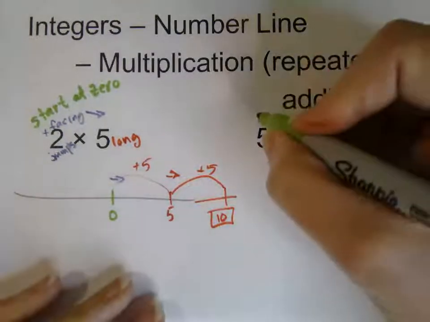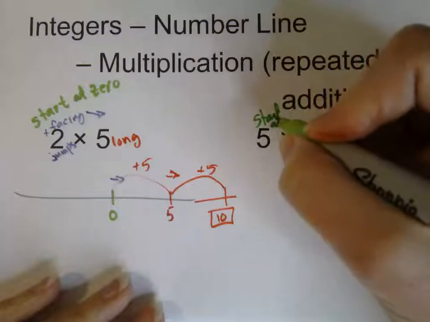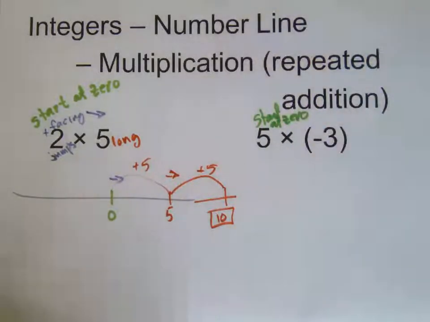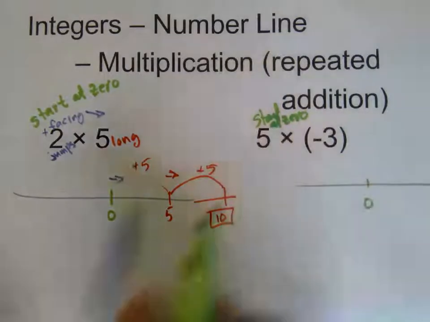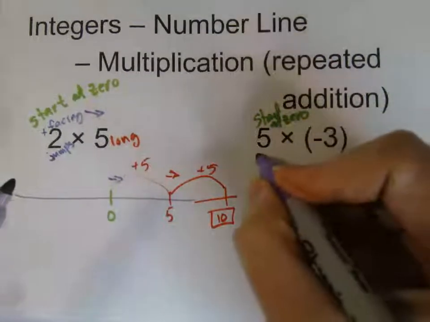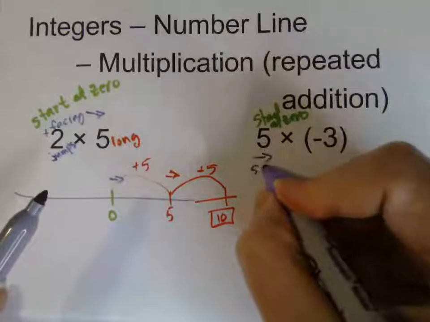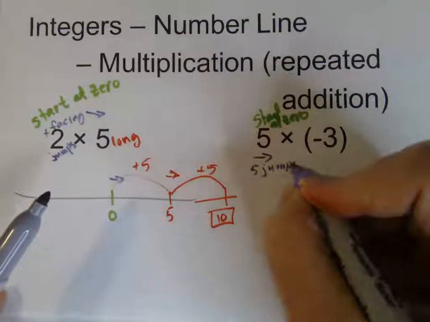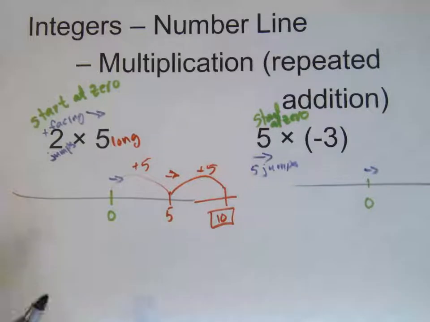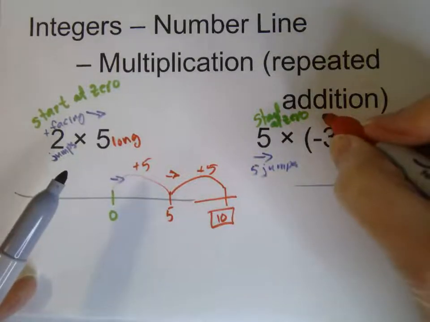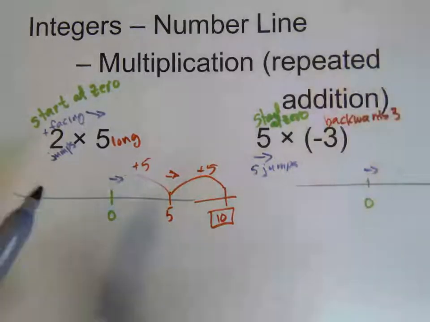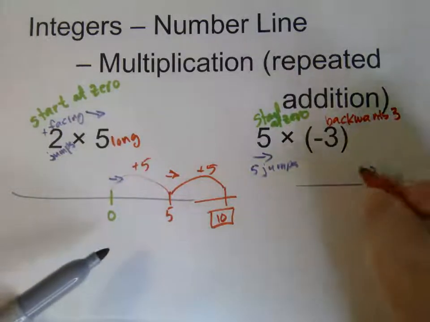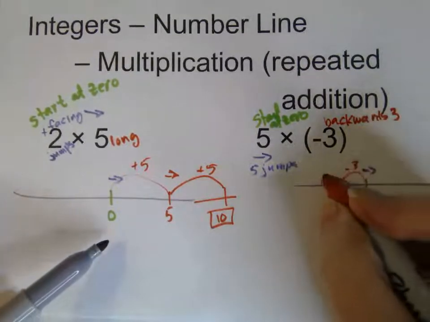Great. So the next one, we'll be on our number line. We'll start at 0. And we're going to do 5 jumps. It's positive, so we're facing to the right, and we're going to do 5 jumps. And we're going to do jumps of backwards 3. So each of our 5 jumps will be backwards 3. We'll jump back 3, back 3.